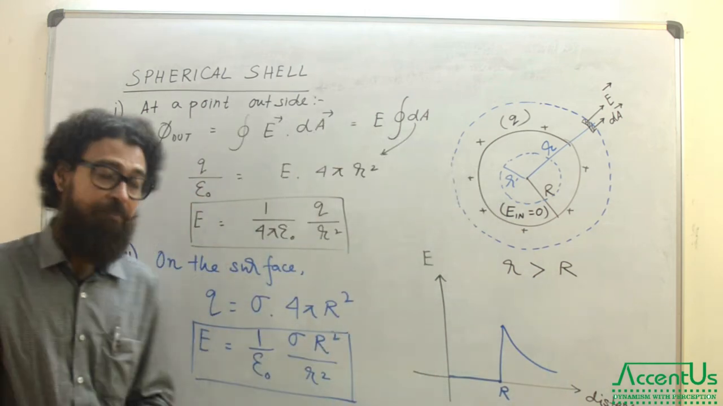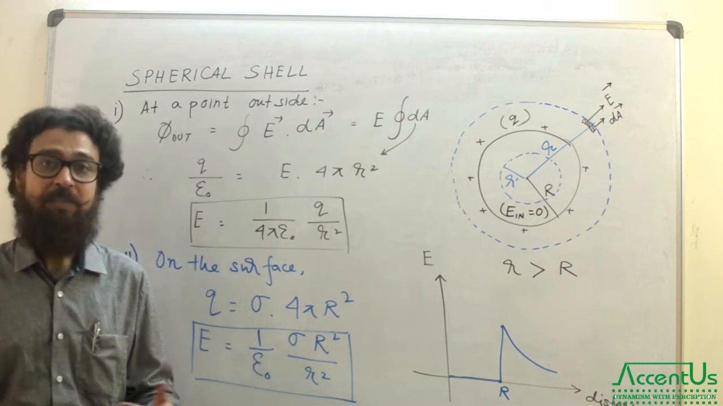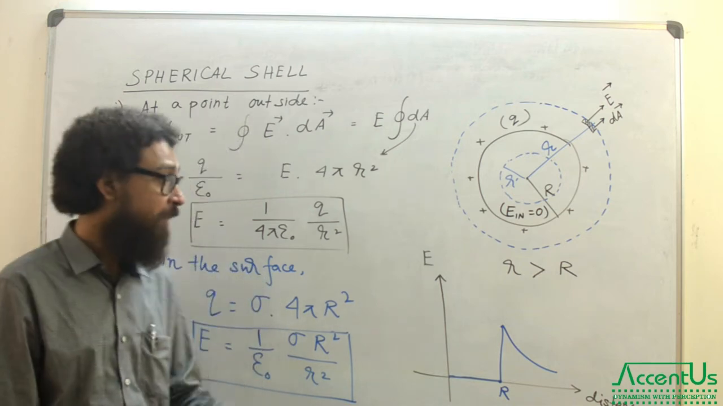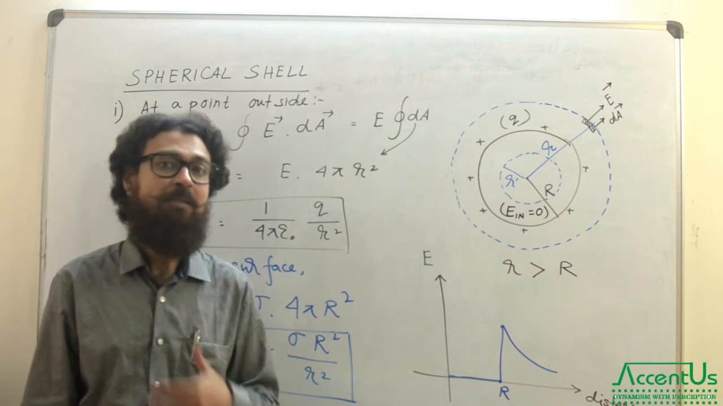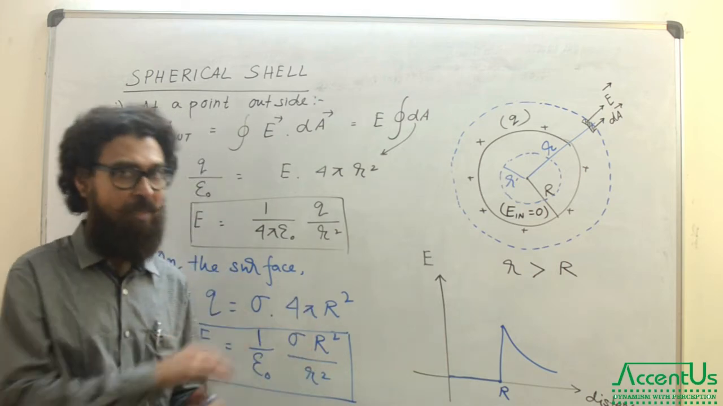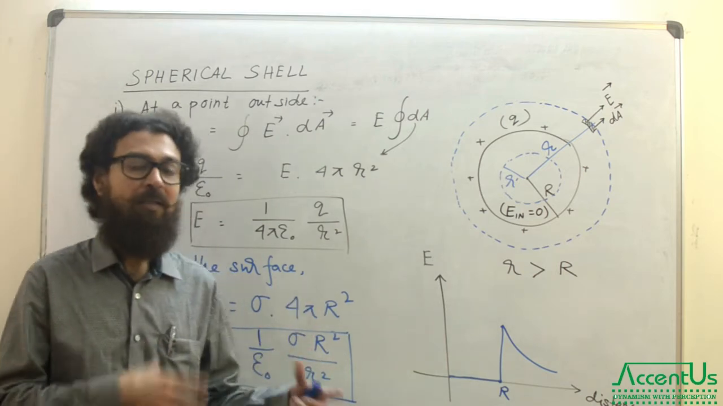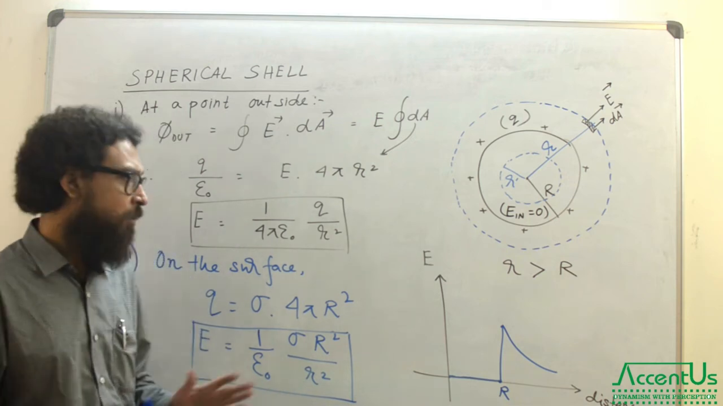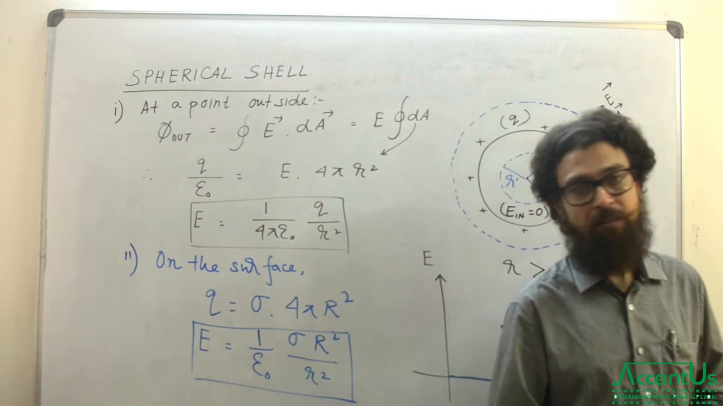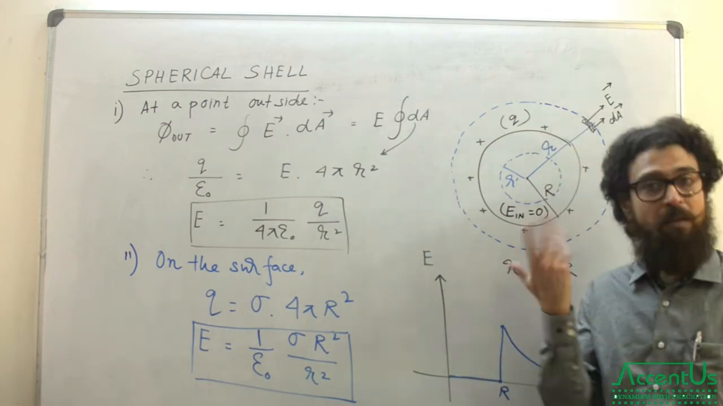Please understand this graph, please understand this concept. This will be very important for the next section of electrostatics, which is electric potential and potential energy. We'll be using these concepts to find the potential for a spherical shell or other kinds of charge distribution. Now I should tell you that I have completed the chapter on Gauss's theorem, and it's now your turn.